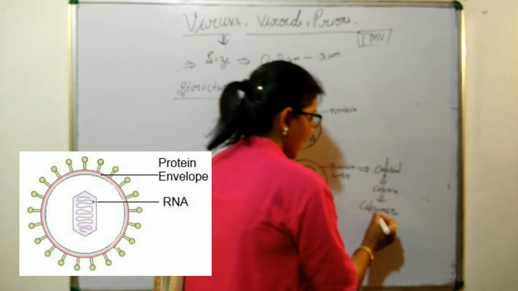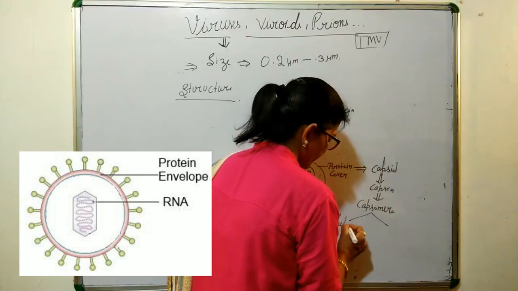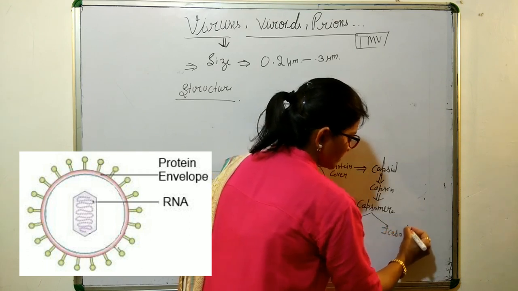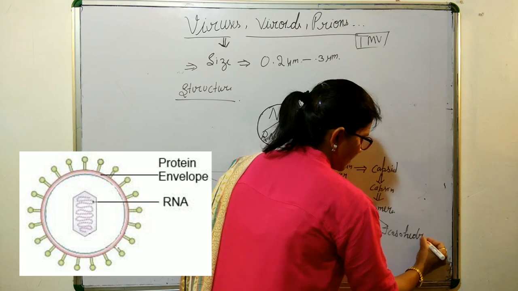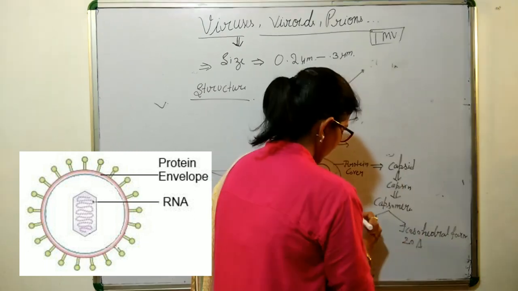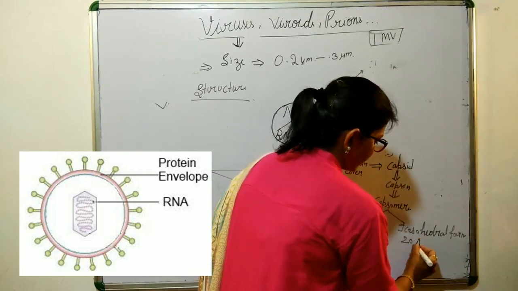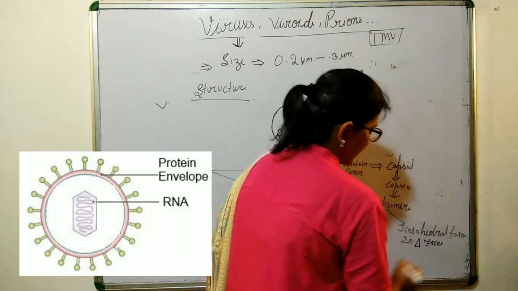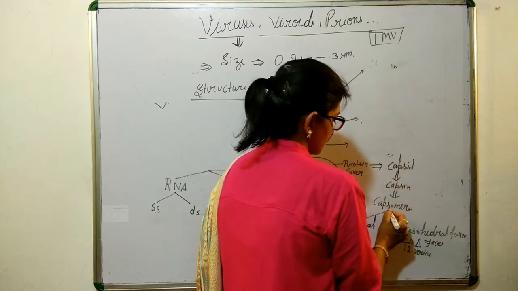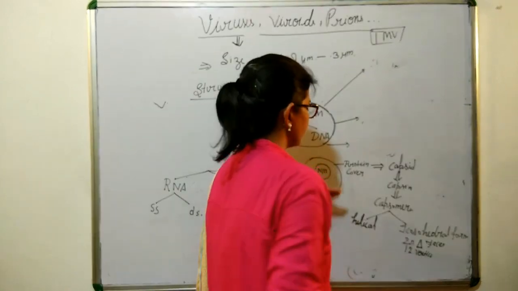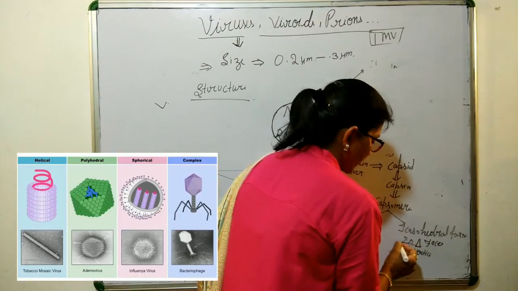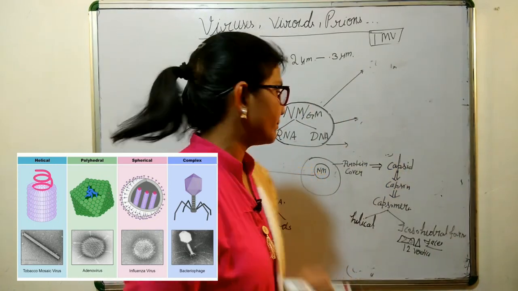They are arranged either in helical form or in icosahedral form. Icosahedral means having 20 faces which are triangular, and 12 vertices. It is very important to know that morphologically, the structure of protein, you will find only in these two forms, helical or icosahedral, and these icosahedral have 20 faces. It is very important to know.